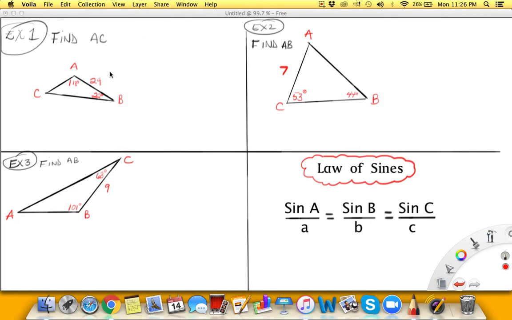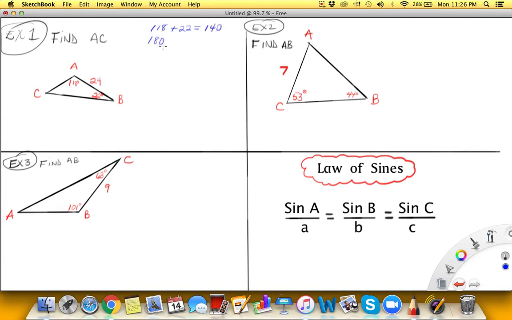In this case, the first thing we must do is find the measure of that third angle. We know that the sum of all three angles in a triangle is equal to 180 degrees. So I'm going to find the measure of angle C by first adding together the sum of the first two angles. If I have 118 plus 22, that's going to give me 140. Then I'm going to take 180 degrees because the sum of all three angles equals 180, and subtract 140 degrees. That's going to give me 40 degrees, which is the measure of angle C.